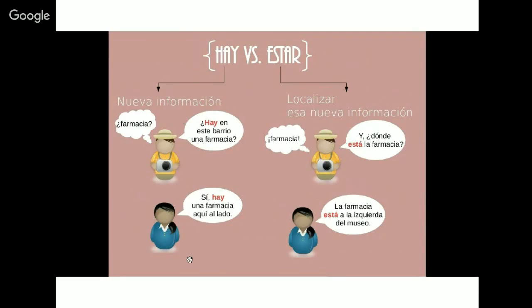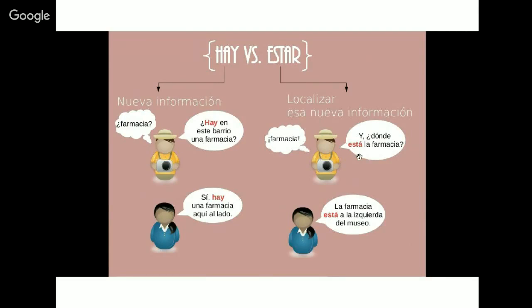So here we are introducing new information. That is also why we use the indefinite article una. So there's a pharmacy, hay una farmacia, which means that we haven't mentioned it before. And then we have estar, which is to localize this new information. So once we mention the existence of the pharmacy, we want to know where it is.